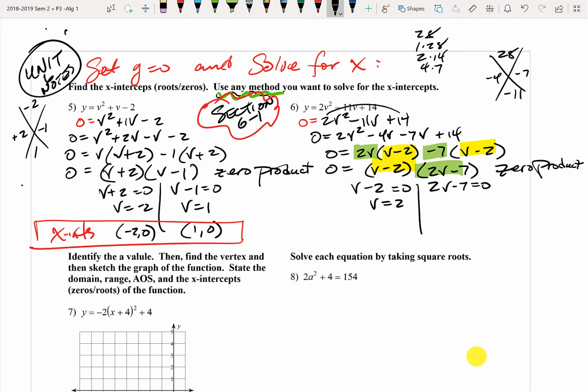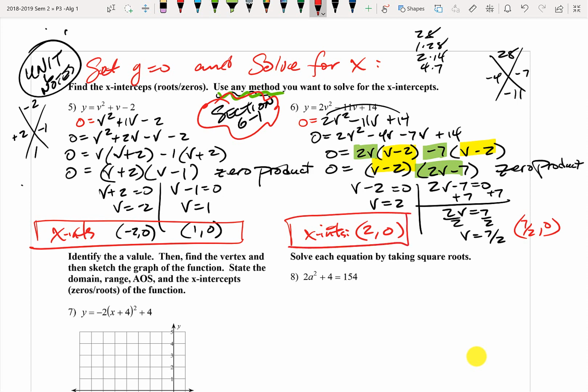And you get v equals 2 here, and you get v, well, let's solve this one. All right, let's add 7. You get 2v equals 7, divided by 2, and you get v equals 7/2. So your x-intercepts, all right, 2 comma 0. All right, and the other one would be 7/2, which is 3.5 comma 0. Here and here.